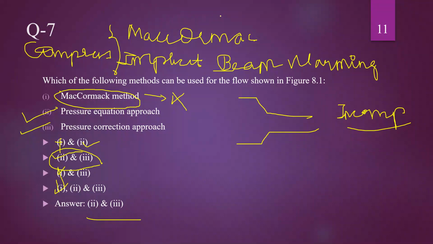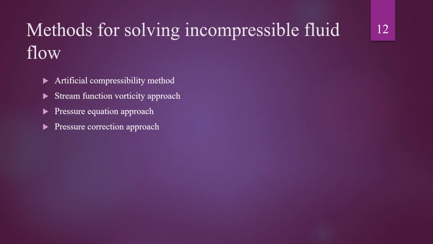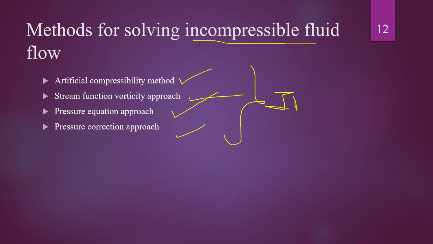So now we'll see methods for solving incompressible fluid flow. As we discussed in the last slide, the methods are the artificial compressibility method, stream function vorticity approach, pressure equation method, and pressure correction method. These are the available methods for incompressible fluid flow.